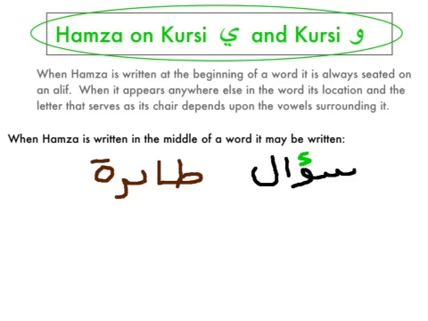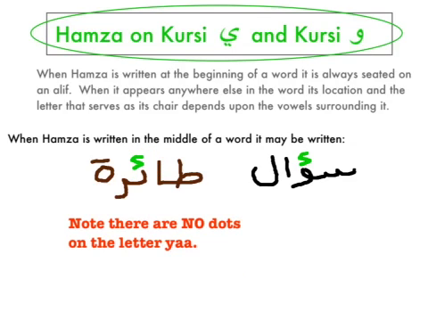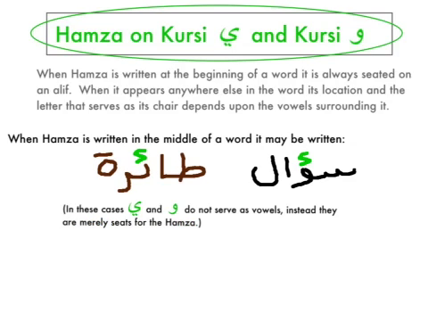The next example is the word ta'ira, airplane, and you see Hamza in the middle on the chair ya. As we explained earlier, ya doesn't take dots when it serves as a chair for Hamza. In these examples, su'al and ta'ira, ya and waw don't serve as a vowel. Instead, they are merely seats for the Hamza.